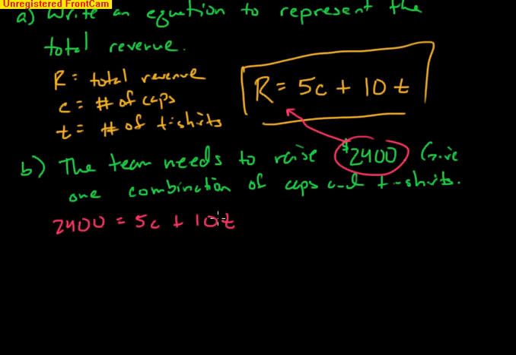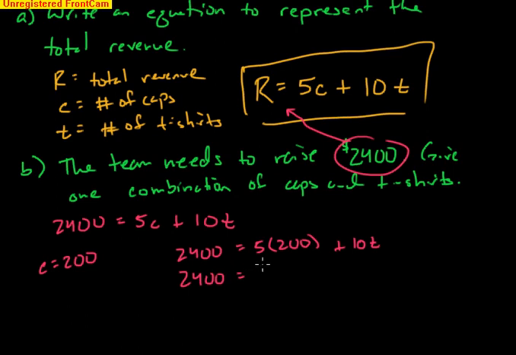And I would use a round number, like a multiple of 10, 5 or 10. So let's say we sold 200 caps. Just a nice round number. So that means 2,400 equals 5 times 200 plus 10t. And let's simplify this and we can solve for t. So 2,400 equals 1,000 plus 10t.